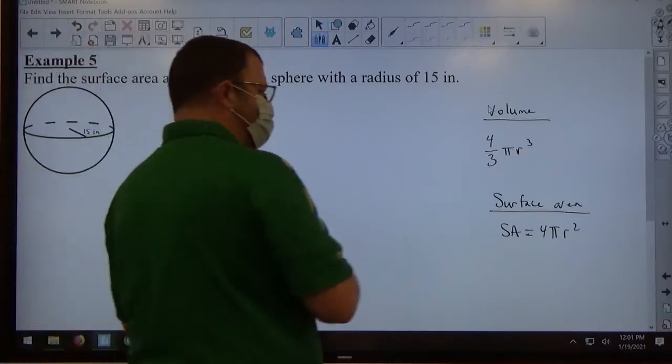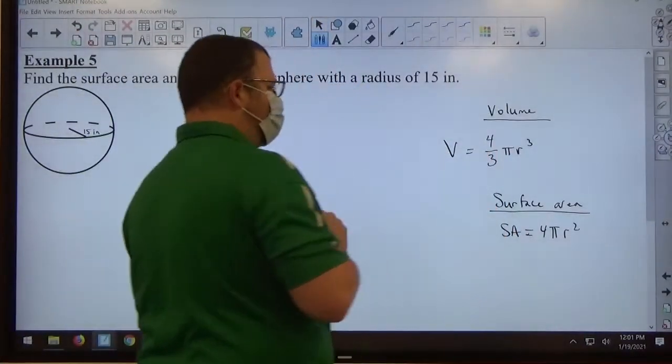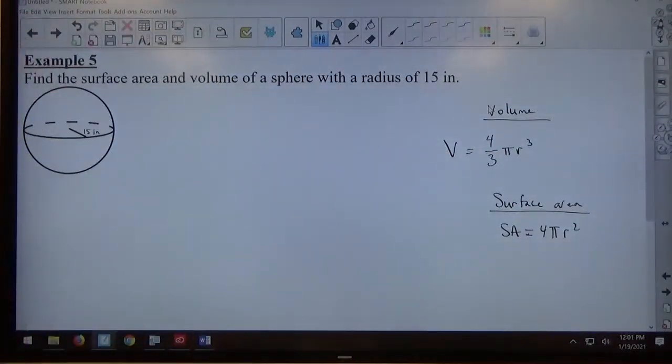And this should be volume equals 4/3 pi r cubed. So if they're talking about volume, use the volume formula. If you're talking about surface area, use the surface area formula. If they talk about square units, surface area. If they talk about cubic units, volume. So again, let the problem dictate which formula is useful.